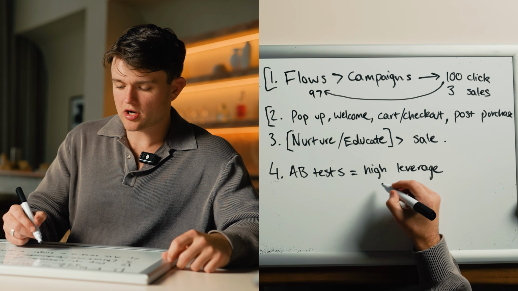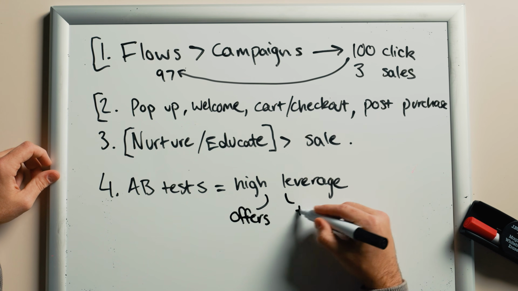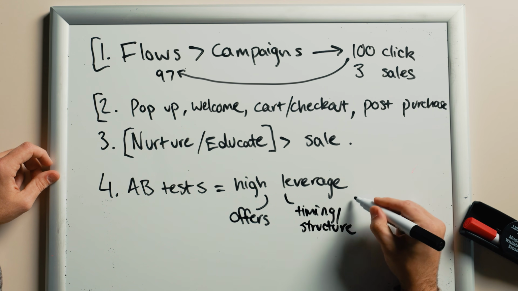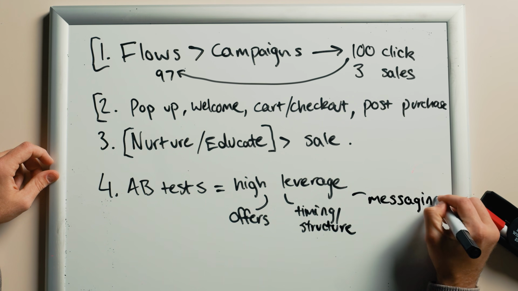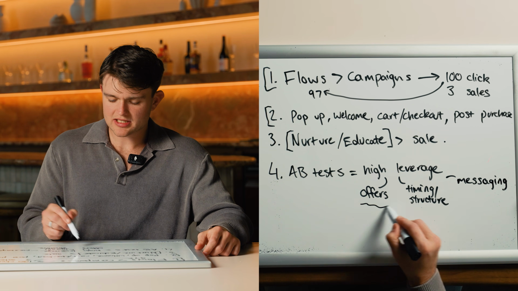We want to be focused on high leverage A/B testing. So when I talk high leverage, I'm talking offers, timing and structure. Yes, time delays can be good to test and the structure of the flows is very important to test, which I'll get to. And messaging. So what are we actually tackling in our flows? What's the messaging we're using? What are the headlines we're using? What are the angles we're using? We should be A/B testing these three things.